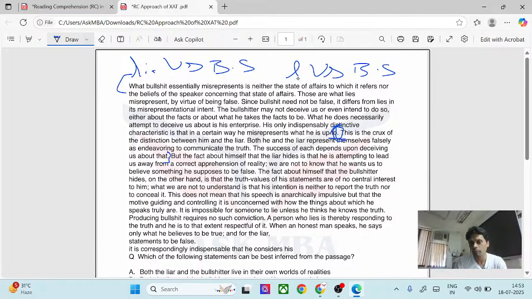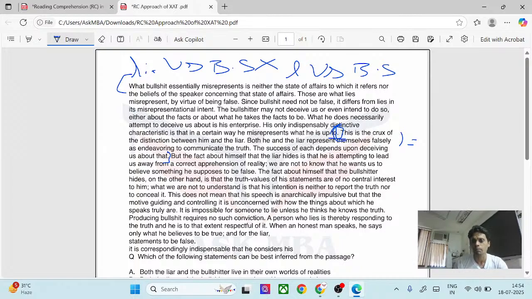Now they are being compared, how they are different, and now how they are similar. They are similar in deceiving us. The success of each depends upon deceiving us about that. What they are deceiving by misrepresenting, represent themselves falsely. Okay, but the fact about himself that the liar hides is that he is attempting to lead us away from a correct comprehension of reality. We are not to know that he wants us to believe something supposed to be false. The fact about himself that the bullshitter hides, on the other hand, is that the truth values of his statements are of no central interest to him. What we are not to understand is that his intention is neither to report the truth nor to conceal it.